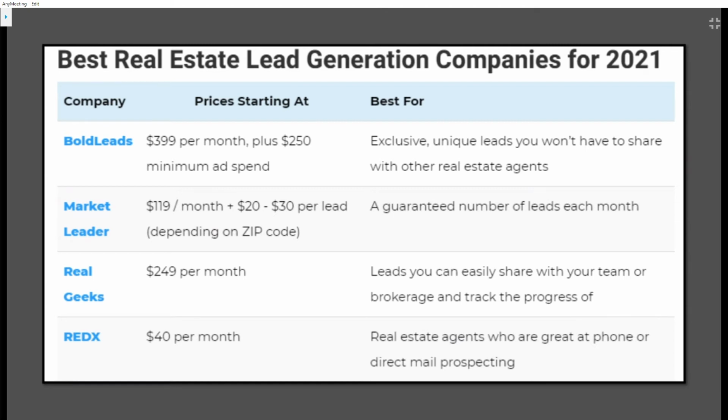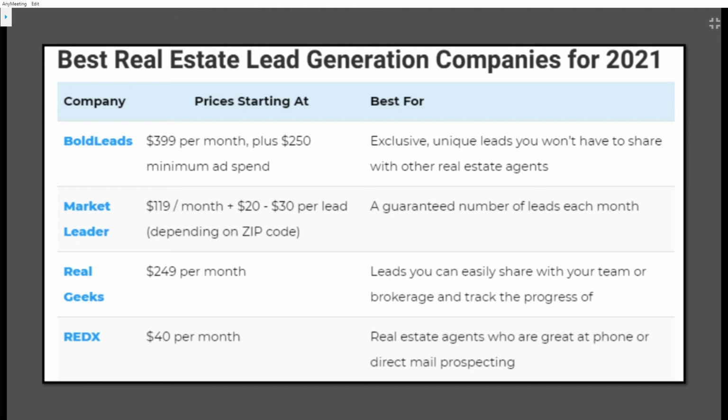The price is $3.99 a month plus $250. I believe the fees are the minimum ad spend. So it's $3.99 a month because it's also a contact management system. Remember that, okay? Not only are you generating leads, but it's going into a database as well. These are exclusive, unique leads. You won't have to share them with other real estate agents; they're exclusively yours. So you're looking at roughly $650, $700 a month. And you get a chance to ask, do you want buyer leads and seller leads? Remember, it's seller leads you're looking for.